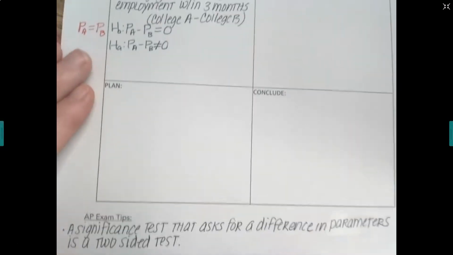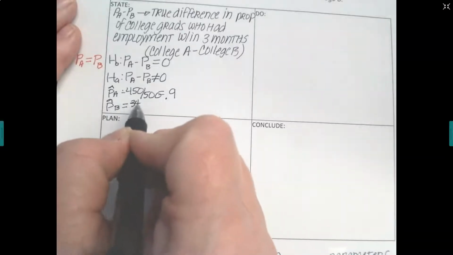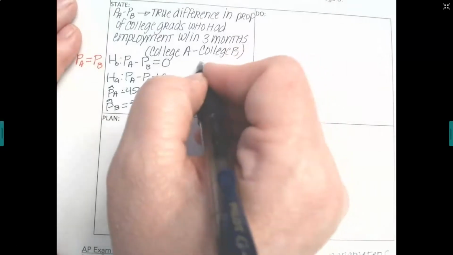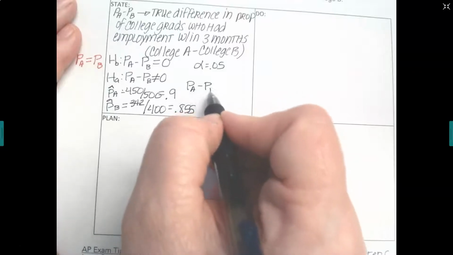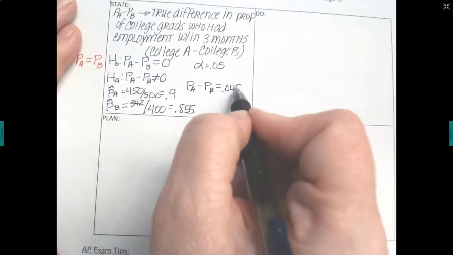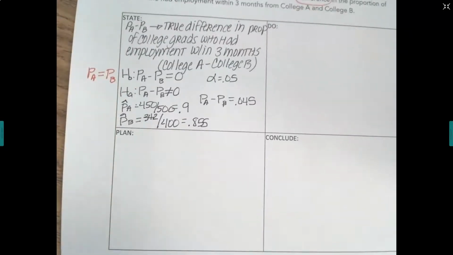All right, so let's see what we've got here. Some other information that we've got: p-hat for A was 450 divided by 500, which gave us 0.9. We had a p-hat for B, which was 342 out of 400, which was 0.855. We need an alpha level. They don't tell us in the problem, so we're going to use alpha 0.05. And another thing I might need, I'm just writing down things I might need: the difference is 0.045. And then I had my p-hat C that I calculated up here. All right, so I think I've got everything.